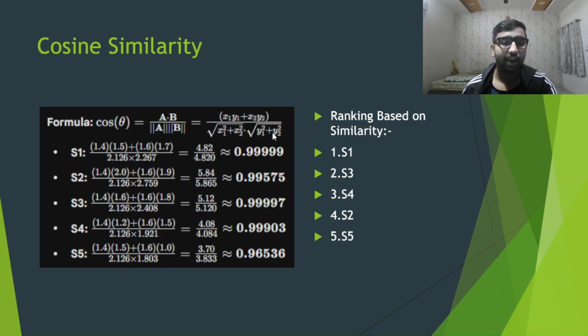Now substituting the values for data points in x and for the given data point in y, we get the following values. Now for cosine similarity, the closer the value is to 1, the greater the similarity between two data points, and the closer it is to 0, the less similar the two data points are. Hence the ranking based on similarity would be S1, S3, S4, S2 and S5, where S1 is the most similar and S5 is the least similar.